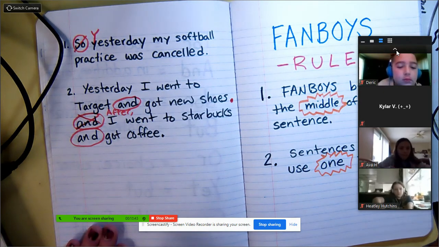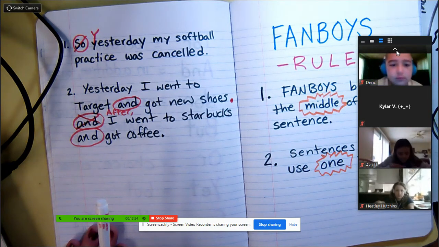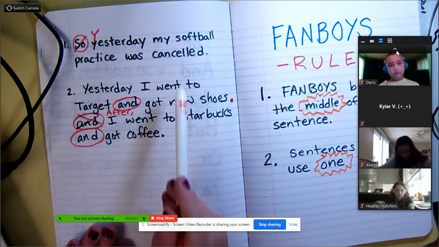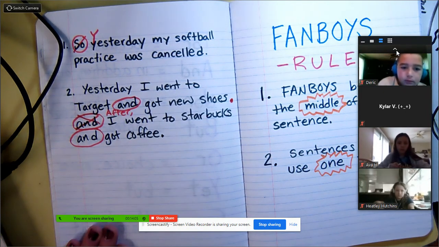Now, there's more than one right way to fix this. That was just one way. I could have said, yesterday I went to Target to get new shoes, and after I went to Starbucks to get coffee. I could keep it one sentence. But when I replace this and with to get, then it's less and, right? And it sounds a lot better.